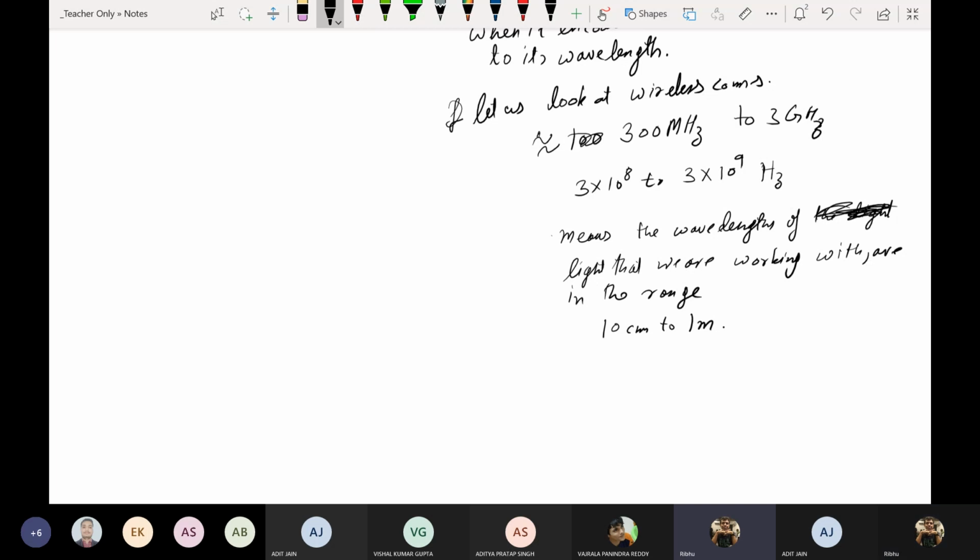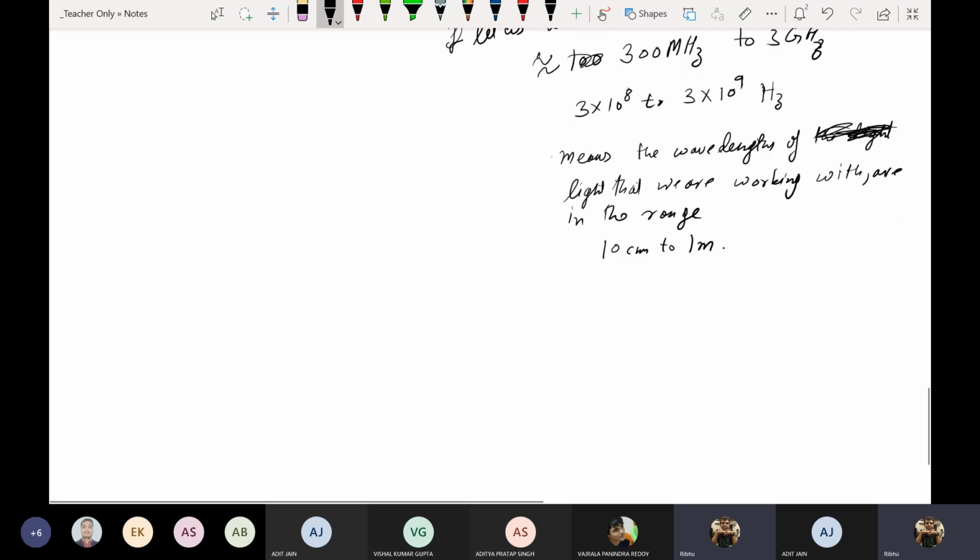Now, sir, what is the difference between scattering and reflection? So, sir, reflection follows Snell's law. No, reflection follows that angle of incidence equals angle of reflection, those kind of laws. Scattering is spreading of light in any general direction.